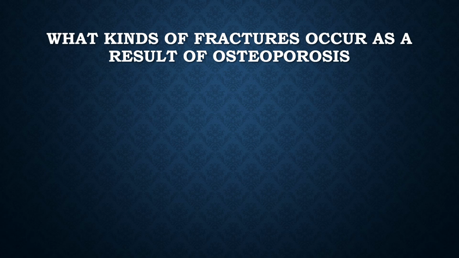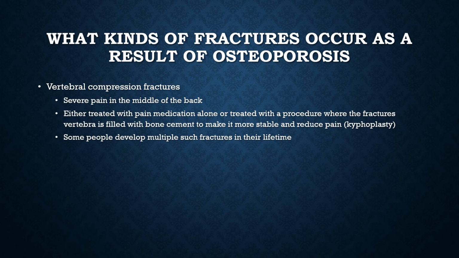The 2 most common types of fractures that occur as a result of osteoporosis are vertebral compression fractures and hip fractures. Vertebral compression fractures are fractures that occur in the vertebrae bones in the back. Severe pain usually results from these fractures, and the fractures and the pain associated with them occur suddenly. This type of fracture is either treated with pain medication alone and time in order for the pain to improve, but also another procedure that can be done is known as a kyphoplasty, and this is where the fractured vertebrae is filled with bone cement to make it more stable, and this can reduce the pain.